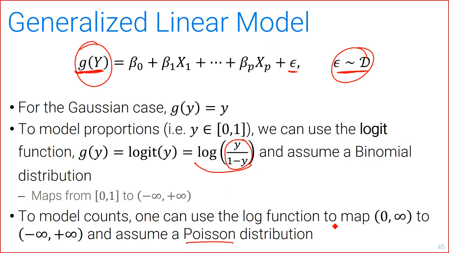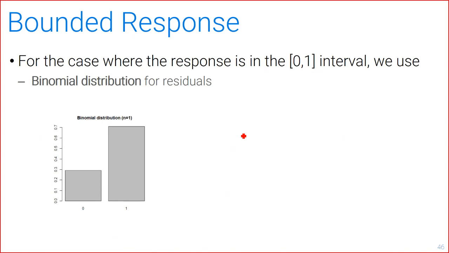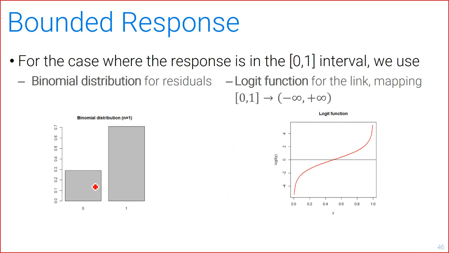Let me focus here on the case of the binary response, something that is between 0 and 1. So if we have a bounded response between 0 and 1, then again, as I said, we choose a binomial distribution for the residuals, and that is essentially telling us the proportion of zeros and ones. And the link function takes this shape. This is how it's transformed. So what it does is it takes the original response between 0 and 1, and it transforms it into a response that goes between minus infinity and positive infinity. So it's essentially taking values between 0 and 1 and stretching them so that they cover the whole real line between minus infinity and positive infinity.